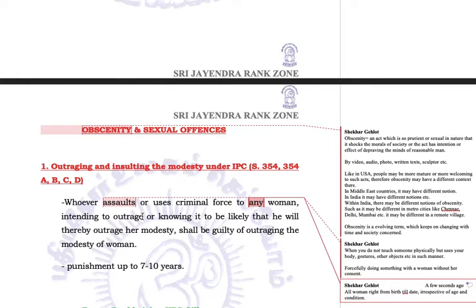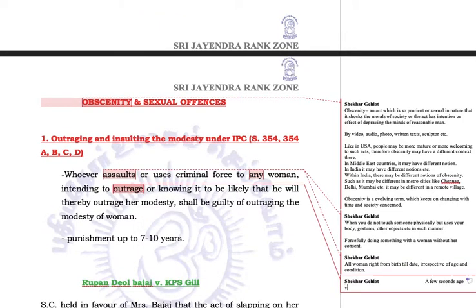Outrage means you are taking away, you are violating. Outraging is violation. You are violating her modesty, or knowing it to be likely, or you have a knowledge that this act will lead to violation of her modesty, shall be guilty of outraging the modesty of women.